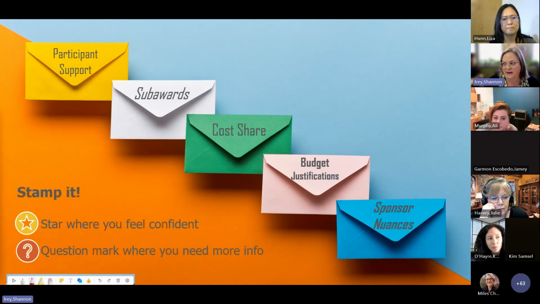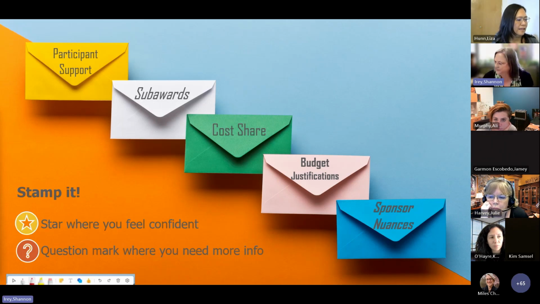If you do not have the annotate, you can put into the chat about where it is that you are feeling confident and where you have more questions. So, and we'll see where people are landing. This is good. This is going to help us decide where we need to concentrate a little bit more.